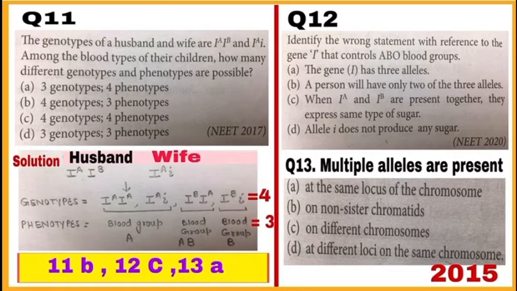Statement D. Allele small i does not produce any sugar. This is also a correct statement. So the wrong statement is C. Mark C as the correct answer. Question number 13. Multiple alleles are present. Multiple alleles means more than 2 alternative forms of a gene which are present at the same locus of the chromosome. But only one allele is present at a locus at one time. Clear? So the correct option is A. Mark A.